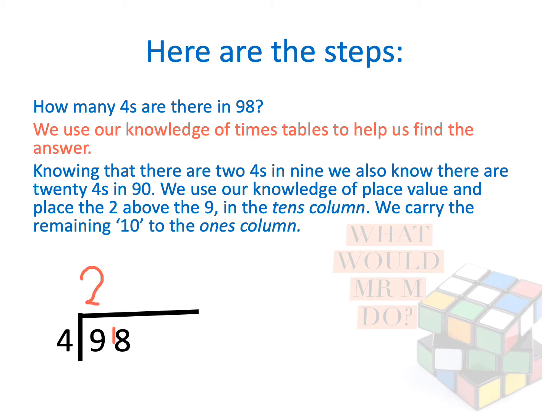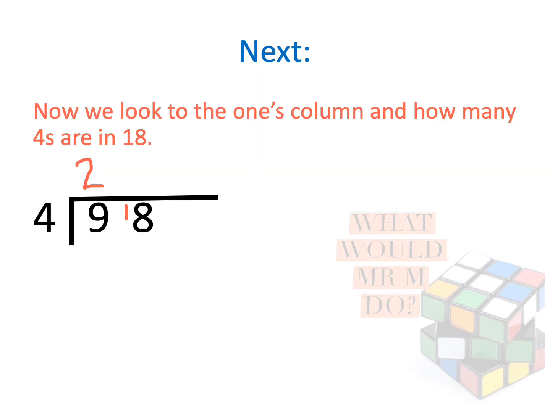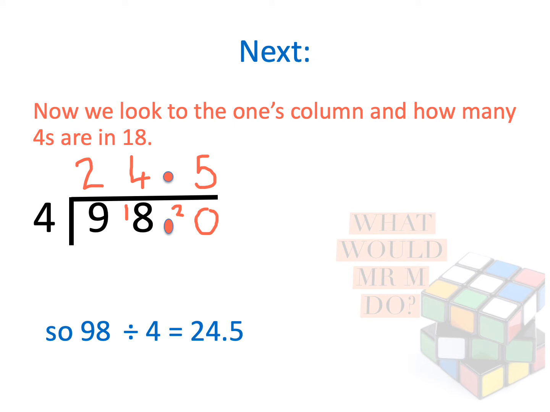Now, how many 4s are there in 18? Well, I know that there are 4 4s in 18, and I've got 2 left over, which I'm going to carry instead of using as a remainder, and so I take it onto the bottom line. But there's nothing there at the moment, so I need to add in my decimal point at the bottom and top and add my 0. Now, how many 4s are there in 20? The answer is 5. So my sum now reads 98 divided by 4 equals 24.5.